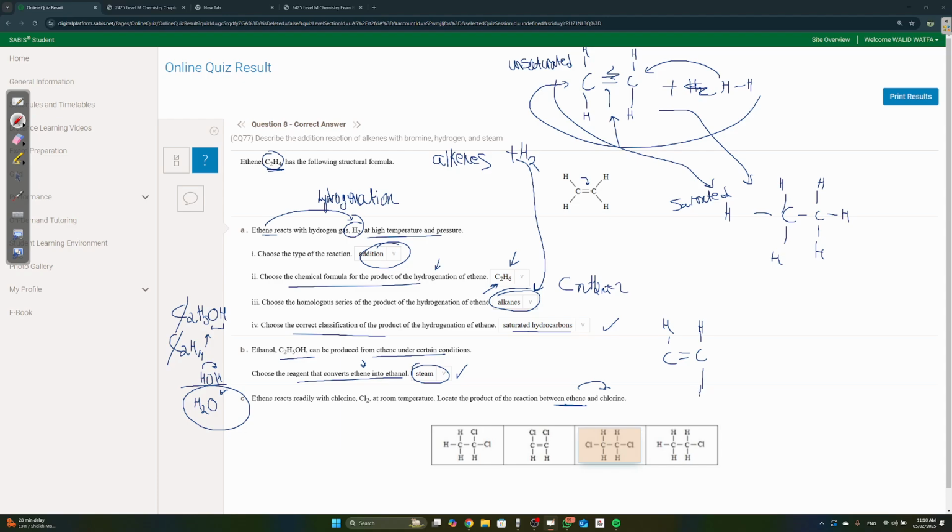Right? You now want to add chlorine, Cl2. Is it going to substitute? No. Since we have this double bond, what's going to happen? This is going to break, so it's going to allow one to form here, one to form here, and the Cl's are added here. Okay, that's how it works.